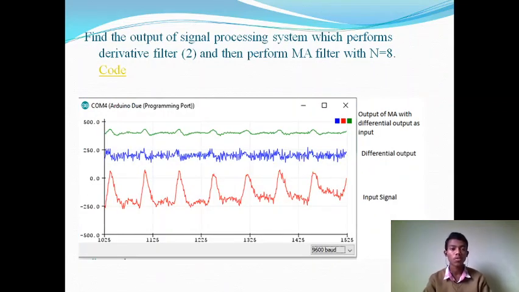And finally, the fourth question: find the output of the signal processing system which performs the derivative filter and then performs the moving average filter. First, this is our input signal. First you need to calculate the derivative, the difference. This is the difference signal. For the difference we will apply the moving average filter. That's it.